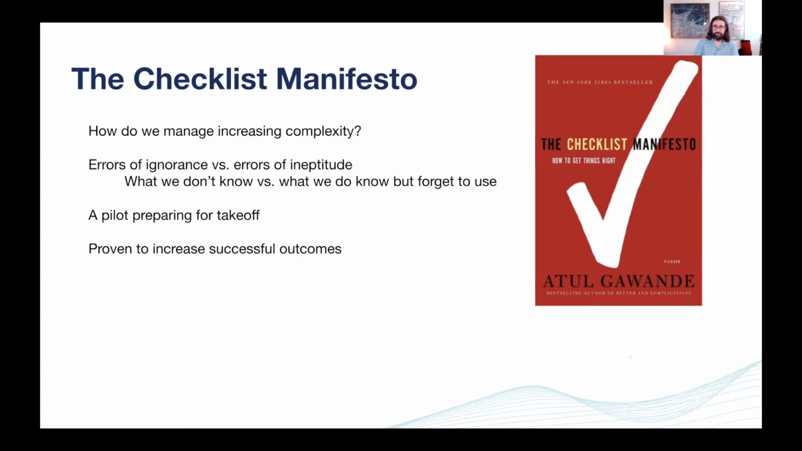And the reason for that is because of something that he calls errors of ignorance versus errors of ineptitude. So what we don't know versus what we do know but forget to use. Errors of ignorance are very difficult to mitigate because there's things that we don't know. And when you're presented with a situation that's unfamiliar, you're going to use your expertise, you're going to use your experience to work your way through it, but you're sort of on your own in that case. Errors of ineptitude are things that we do know.